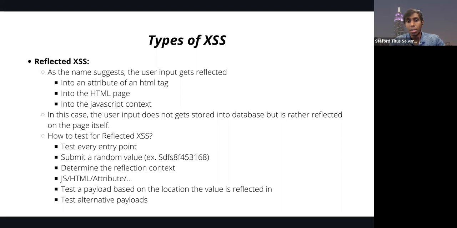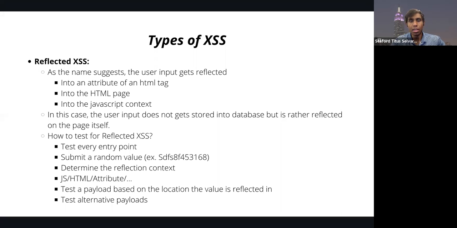Then we have to determine the reflection context. That's essentially where it is getting reflected. Like we spoke about, is it getting reflected in the JavaScript code, or in the HTML page, or in the attribute of an HTML tag? And we should also test the payload based on the location the value is reflected in.